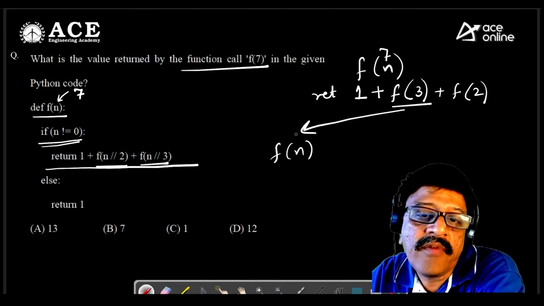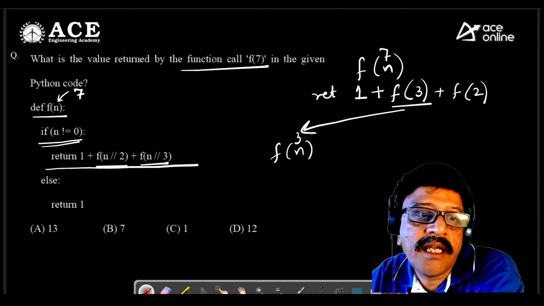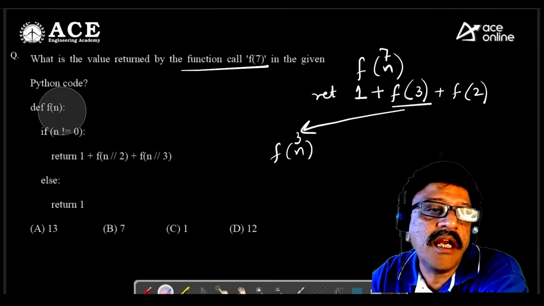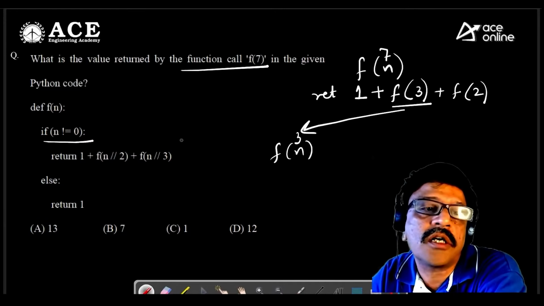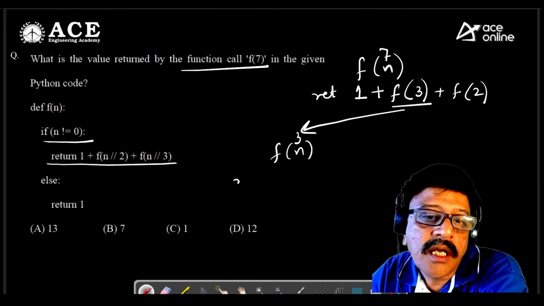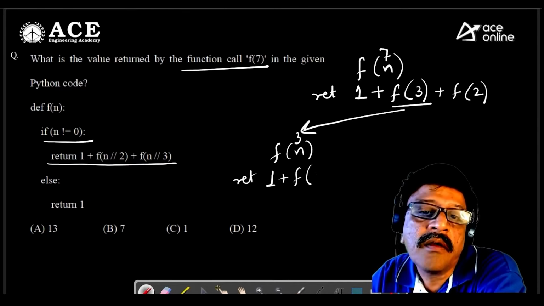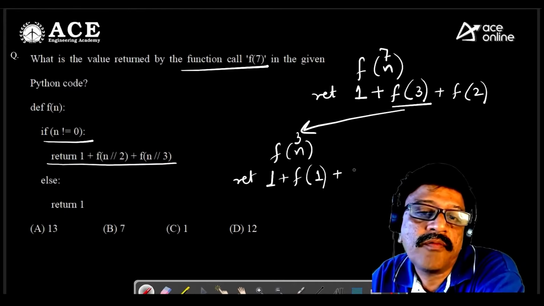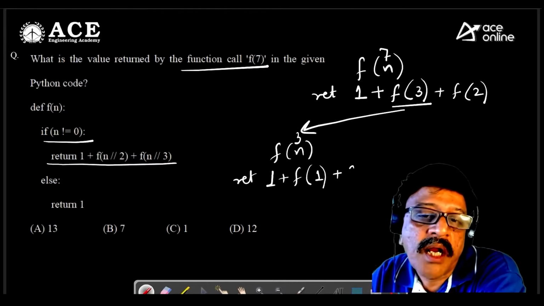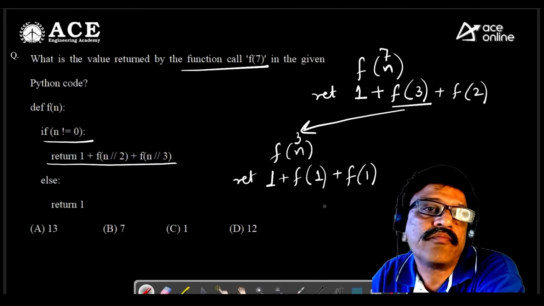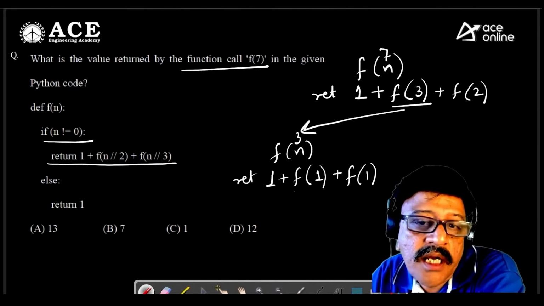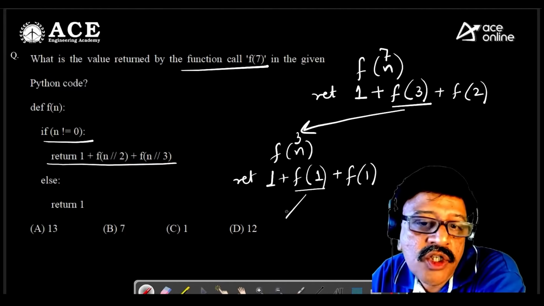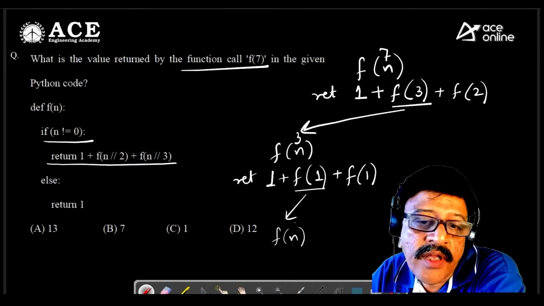First one is f(3). So I will show it like this. f(n) gets called again with n equal to 3. Now when n is 3, you observe the function reinitiates with n equal to 3, and n is still not 0, 3 is not 0. So this line runs, which is return 1 plus f(3/2), floor division, which is 1, plus f(3/3), which is also 1. Correct? 3 by 2 is actually 1.5, but it is floor division. Now this is a recursive call. So f(1) gets called. I will show f(n) is now running with n equal to 1.